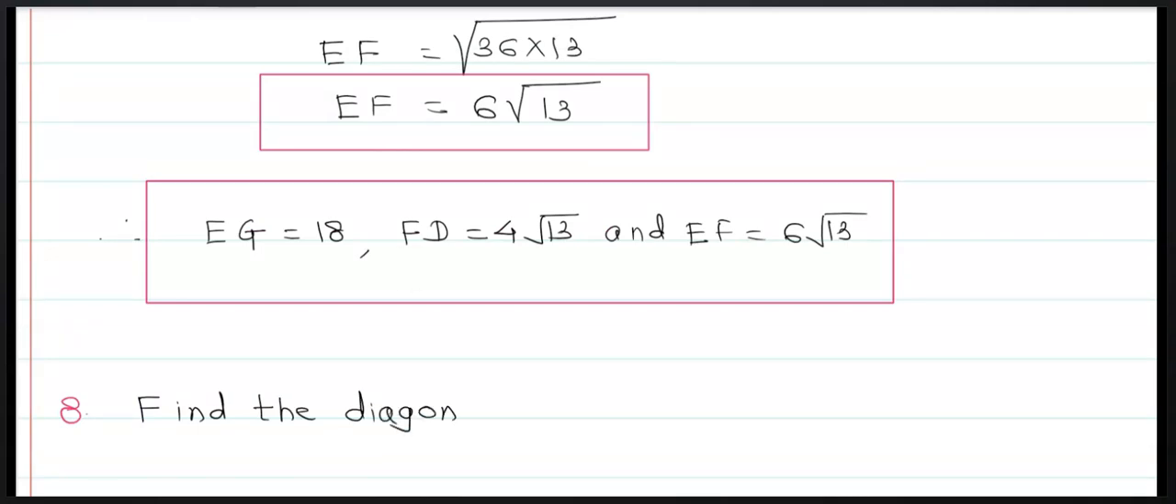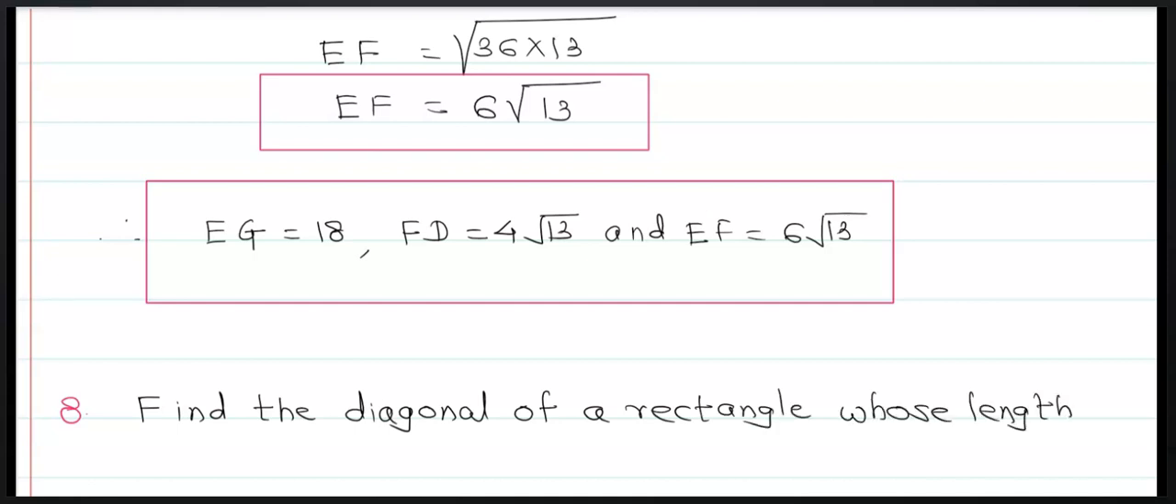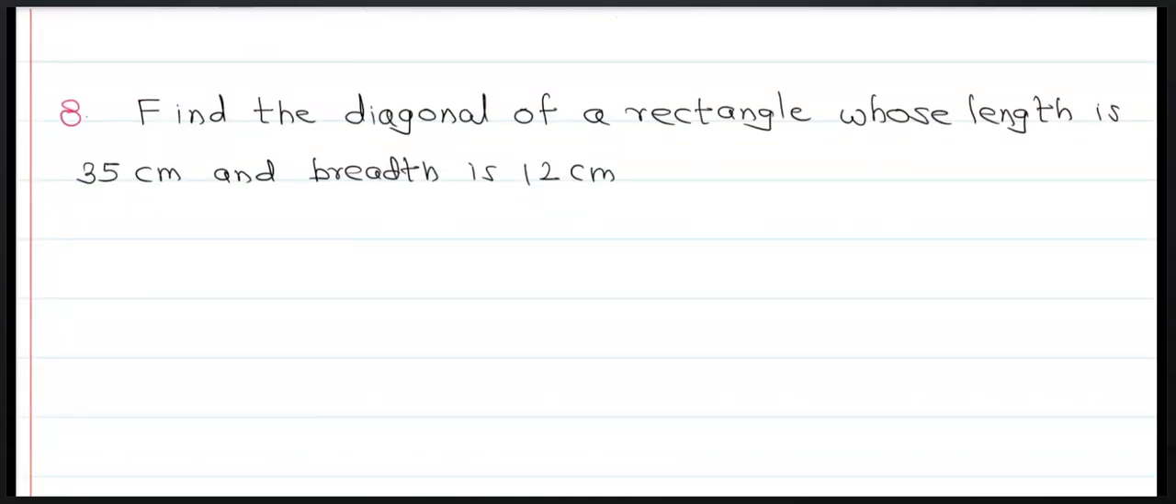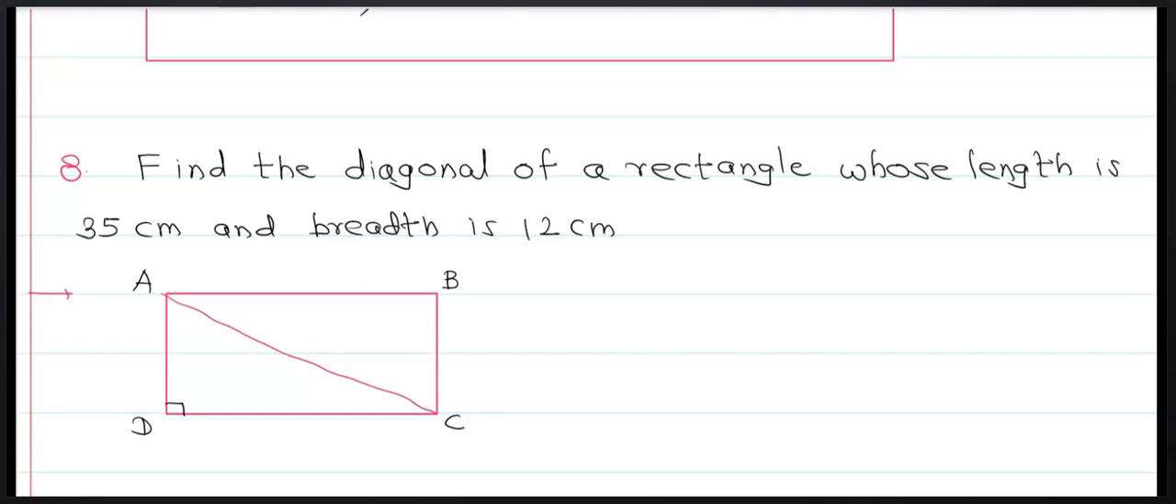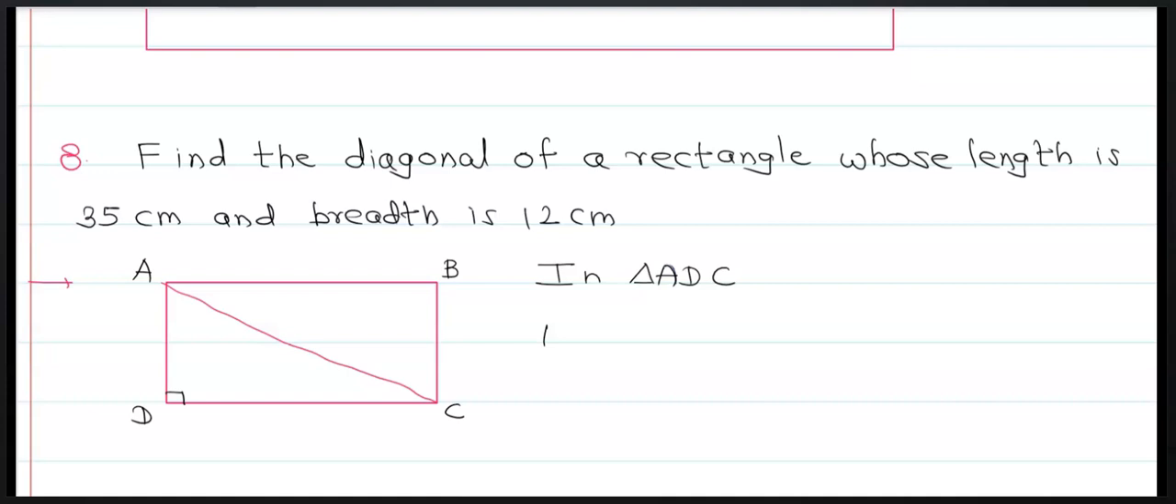Now the next is, find the diagonal of a rectangle whose length is 35 centimeter and breadth is 12 centimeter. This is the rectangle. The length and breadth is given. Therefore, we will consider here the triangle ADC.